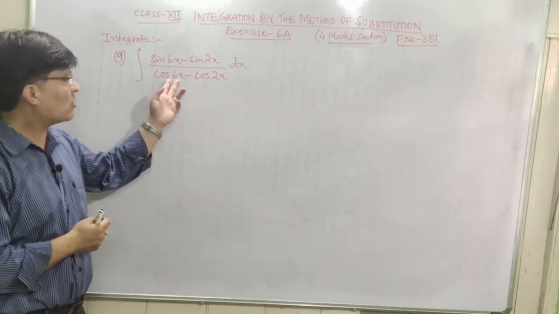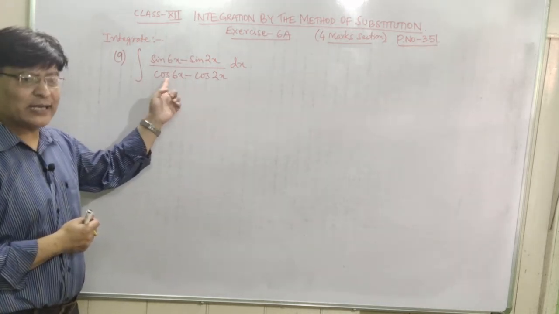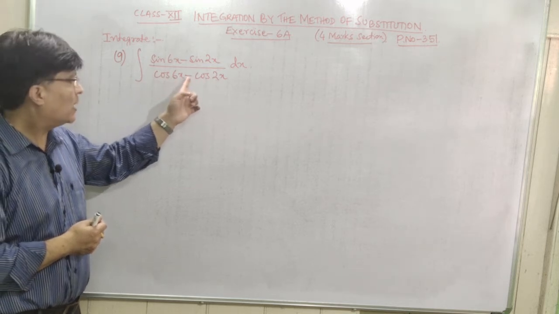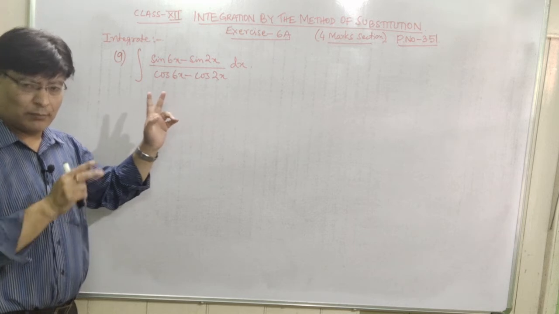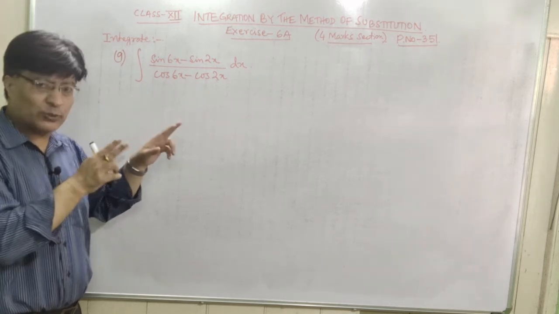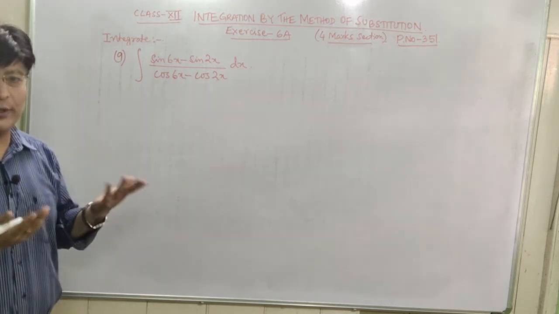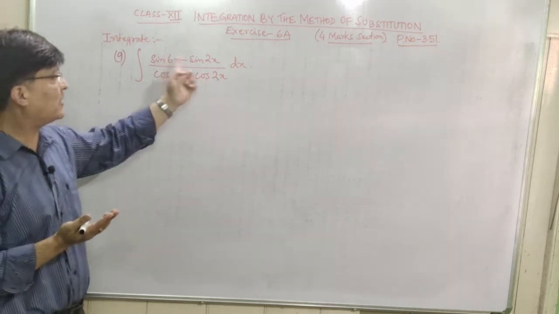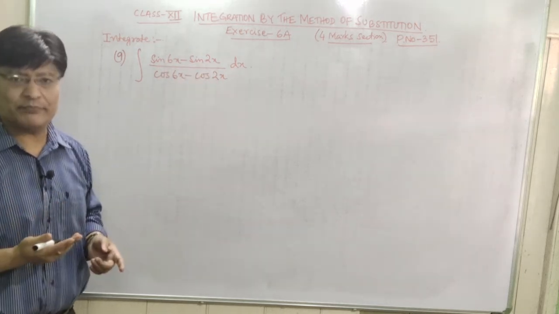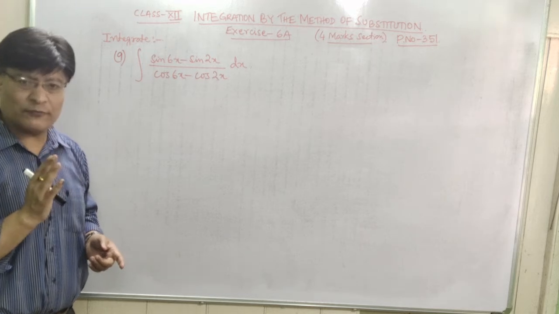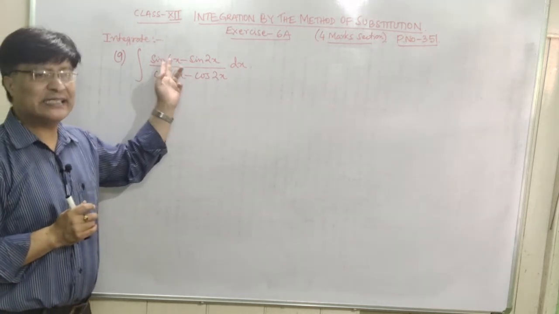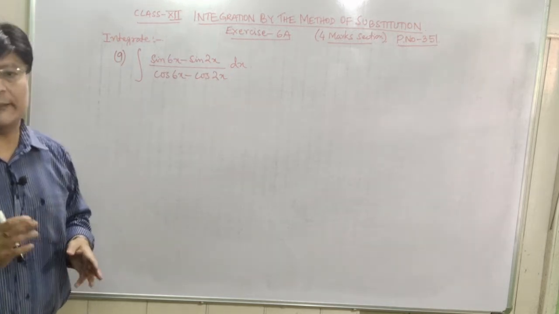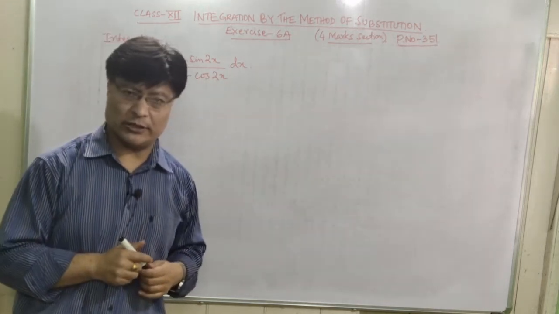What is the differentiation of cos 6x? Minus sin 6x into 6. And what is the differentiation of cos 2x? Minus sin 2x into 2. But there is 6 and 2. Is there any common? Only 2 is common, but we cannot get this numerator. Even if you take the common factor out, we cannot get sin 6x minus sin 2x.